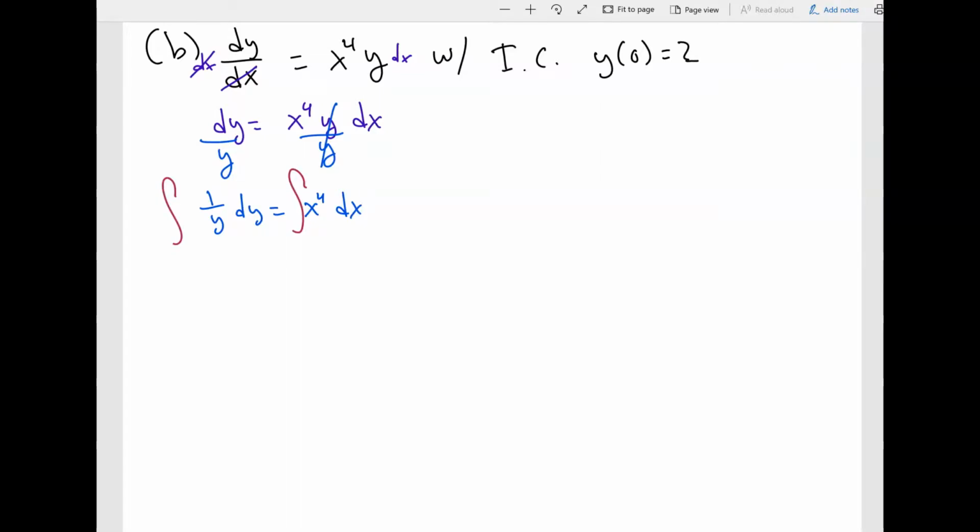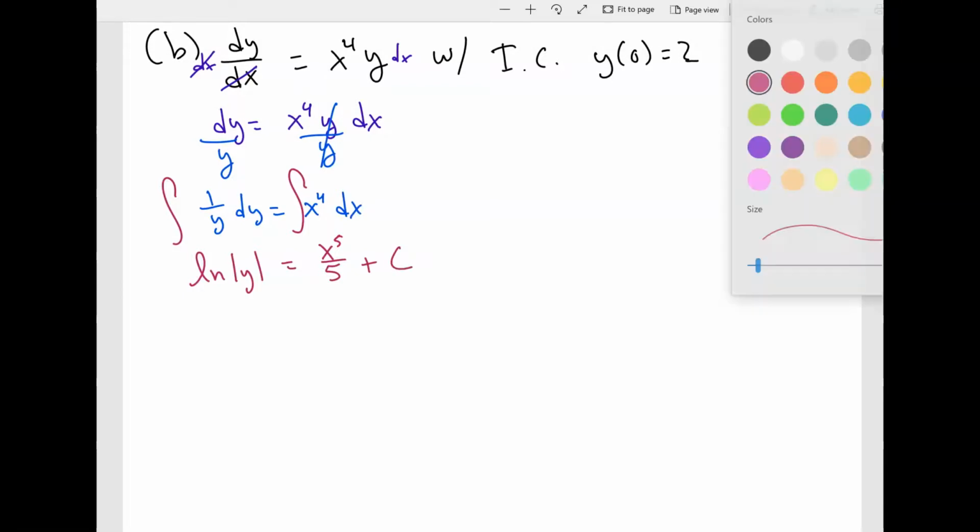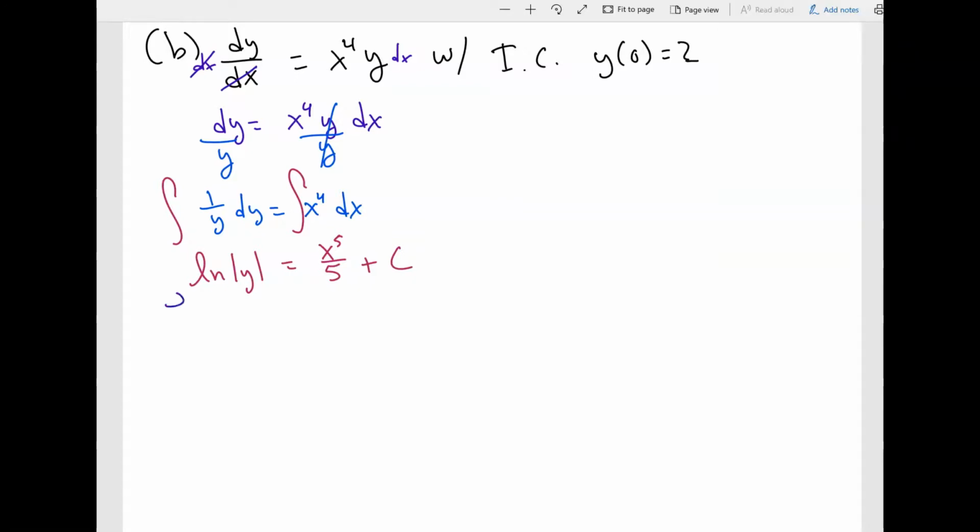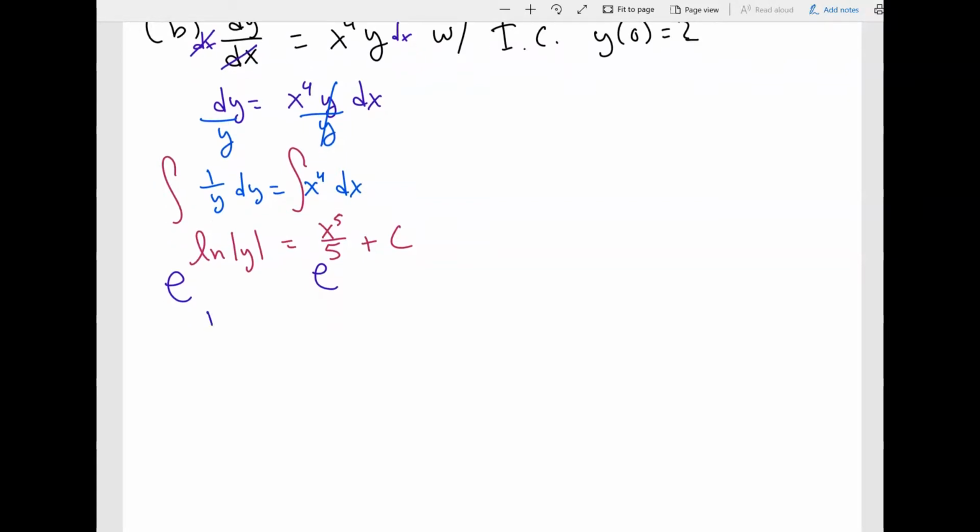So the integral of 1 over y is just going to be ln of absolute value of y. The integral of x to the 4th is just going to be x to the 5 over 5 plus c. And now how do we get rid of a natural log? Well, the opposite of taking a natural log will be to exponentiate both sides. So take an e. So that's going to get rid of it, and I'm going to be left with an absolute value of y is equal to e to the power of x to the 5 over 5 plus c. So the plus c is also still on the top. Okay, notice that it's e to the whole thing. So this whole thing is on the exponent on the e.